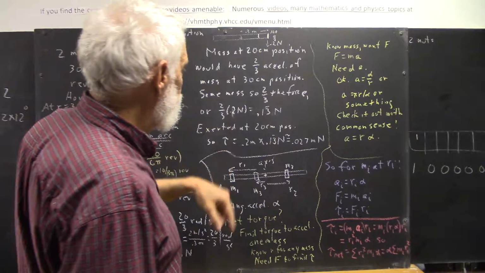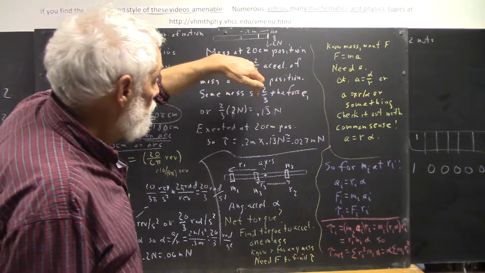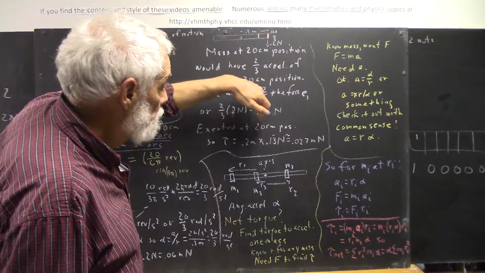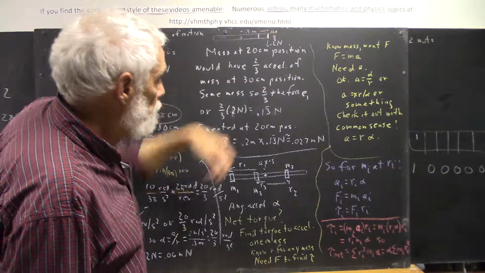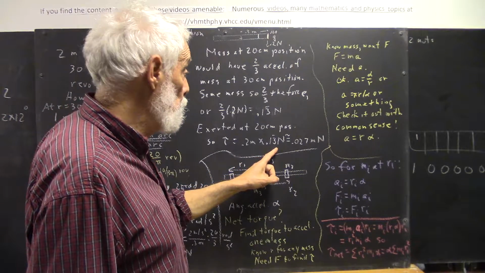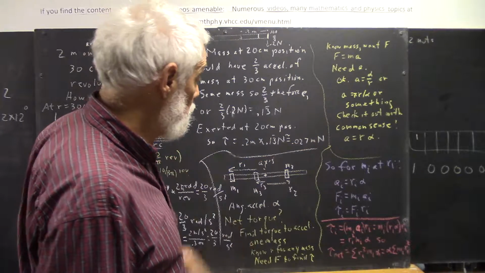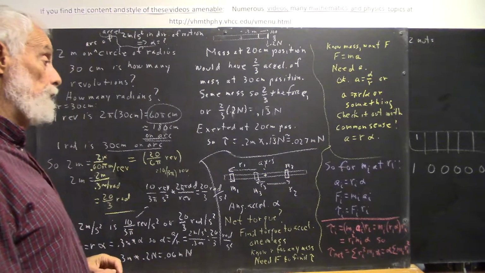That the torque, we still want the torque. Okay, this is our force. It's exerted at the 20 centimeter position, so our torque is going to be 0.2 meters times 0.13 repeating newtons, or 0.026 repeating, about 0.027 meter newtons.